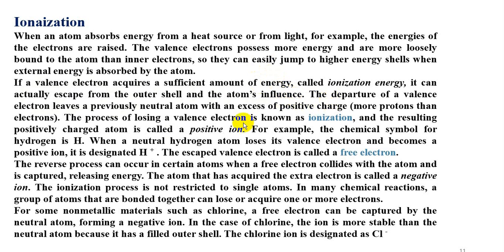The departure of a valence electron leaves a previously neutral atom with an excess of positive charge: more protons than electrons. The process of losing a valence electron is known as the ionization process, and the resulting positively charged atom is called a positive ion. For example, the chemical symbol for hydrogen is H. When a neutral hydrogen atom loses its valence electron and becomes a positive ion, it is designated as H+. The escaped valence electron is called a free electron.